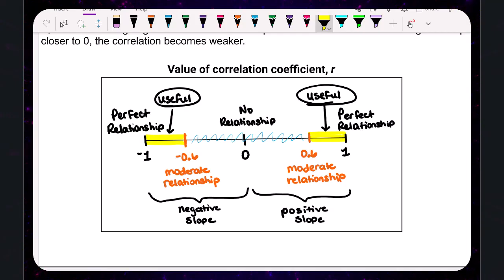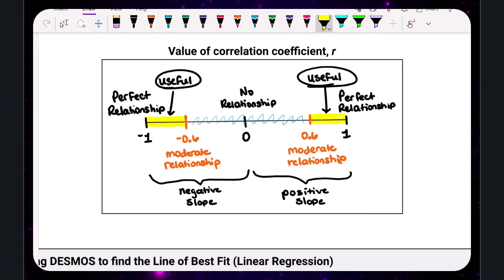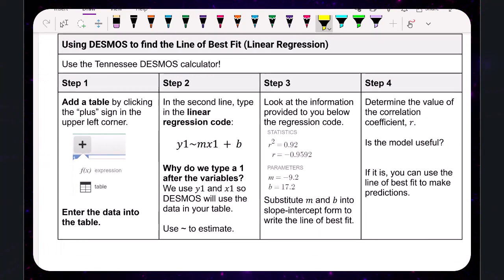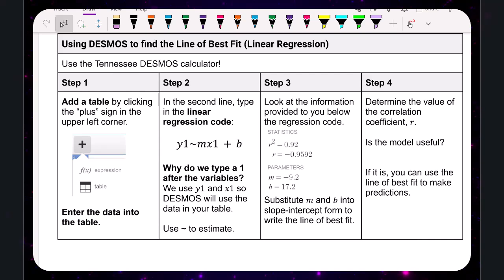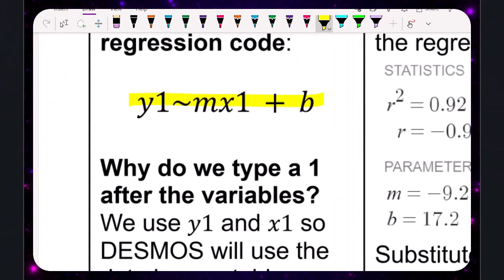All right, let's get into the actual steps of using Desmos. We've got 4 basic steps here. The first thing you're going to want to do is add a table, and I've got a picture here, and I'm going to show you here in a second. But all you have to do is click on this plus sign and then choose table, and then you're going to have to enter the data into the table yourself. Now, in the second line, what you're going to do is type in the linear regression code. Now, do you see how it looks very much like slope-intercept form?